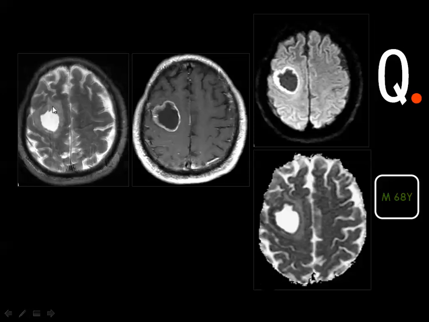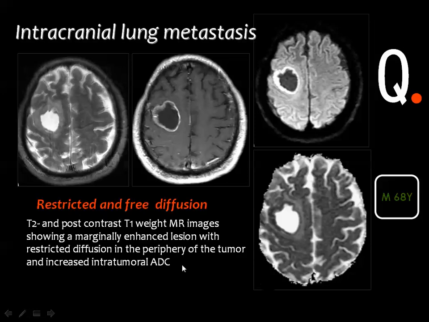Then what do you think about this lesion? T2 weighted image, T1 post contrast, diffusion, and ADC. And that is right, this is a tumor because there is free diffusion except for the margin of the lesion, and this margin is restricted because it is of bright signal in the DWI and low signal in the ADC. Then this is known in cases of glioma and also in cases of metastatic deposits.